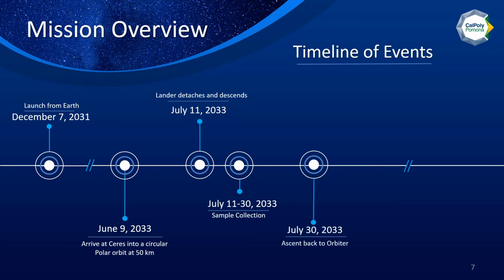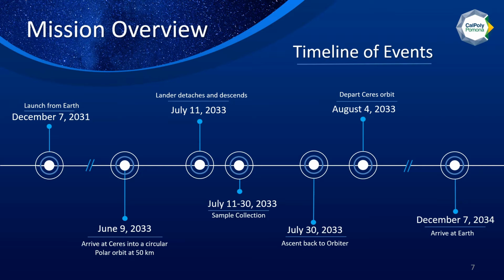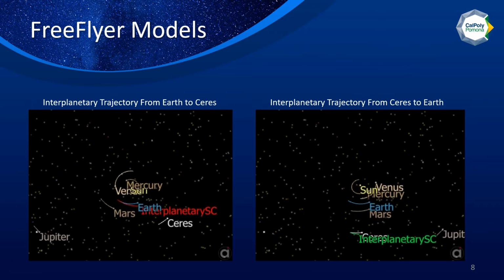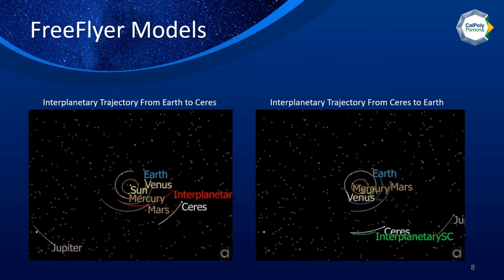On July 30th, 2033, the lander will ascend back and dock with the orbiter above it. On August 4th, 2033, the lander base will detach from the orbiter, and the return capsule will launch from the orbiter. Finally, we will arrive at Earth more than a year later on December 7, 2034, totaling a mission duration of exactly 3 years. So let's see how our mission will play out.